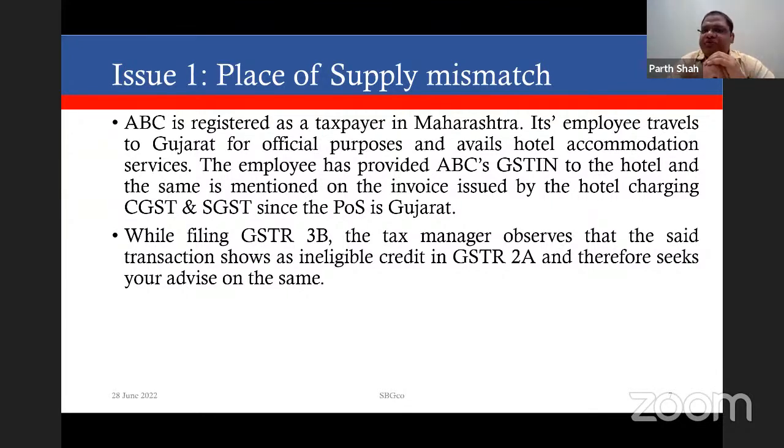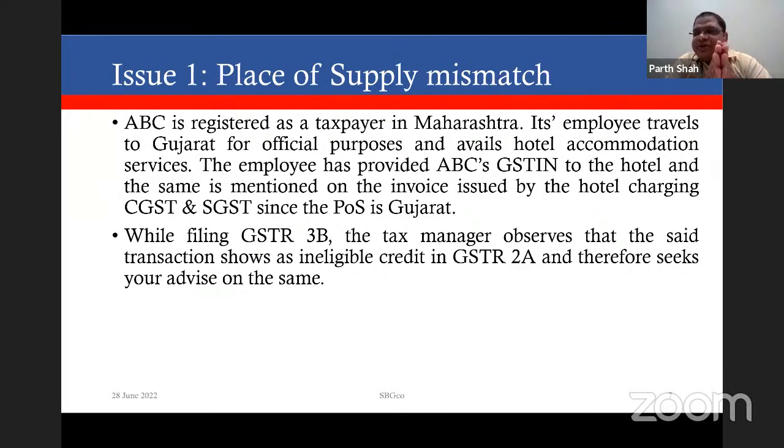We have just taken one issue here, which is very common in industries where a lot of travel is involved. ABC is registered as a taxpayer in Maharashtra. Its employee travels to Gujarat for official purposes and avails hotel accommodation services. The employee has provided ABC's GSTIN to the hotel, and the same is mentioned in the tax invoice, but the hotel is charging CGST and SGST, because for hotel accommodation, the place of supply is Gujarat. Location of supplier would be Gujarat, and place of supply is also Gujarat. So, the Gujarat supplier has to charge you CGST and SGST. The question that remains is, even though this credit is appearing in my GSTR-2A, can I claim the input tax credit? The answer would be no.